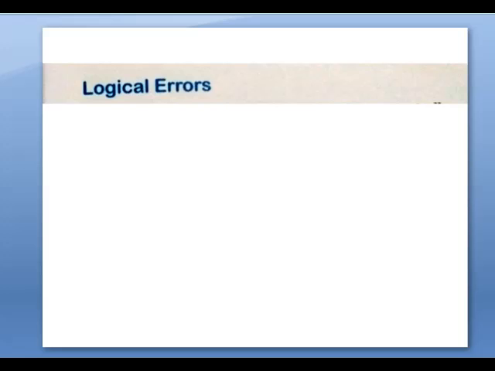The next one is logical error. So what is called a logical error? A logical error is an error in a program that causes it to operate incorrectly, but not to terminate. The program normally does not terminate, or crash. That is called a logical error.